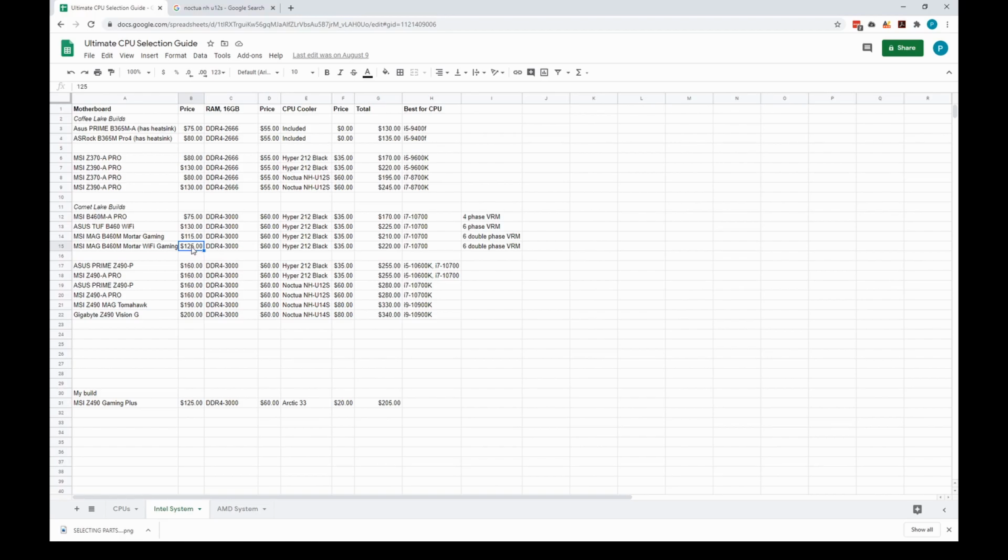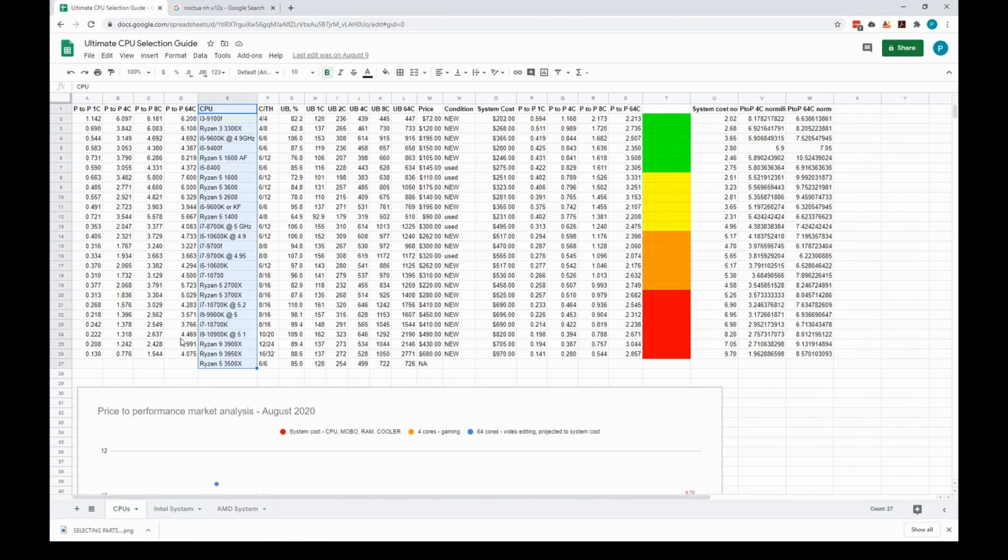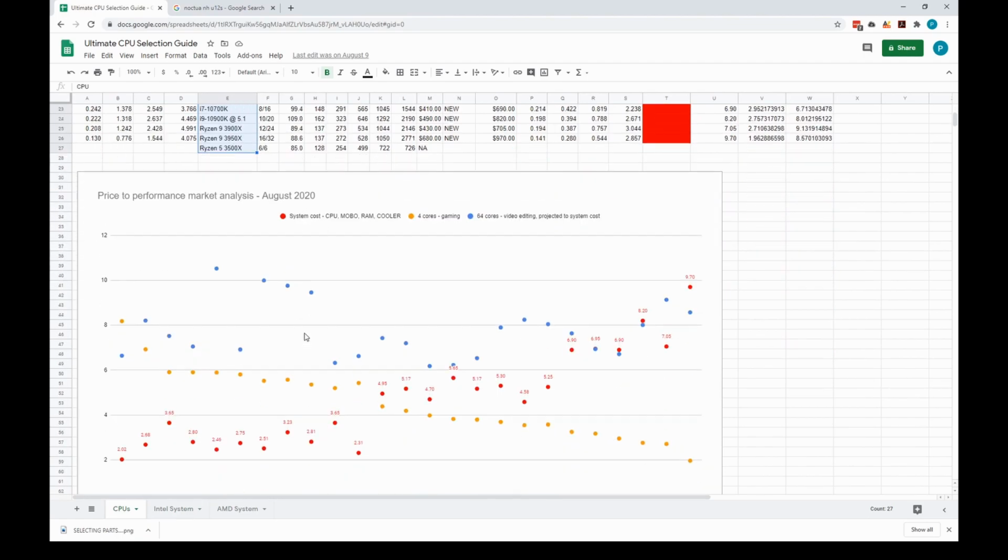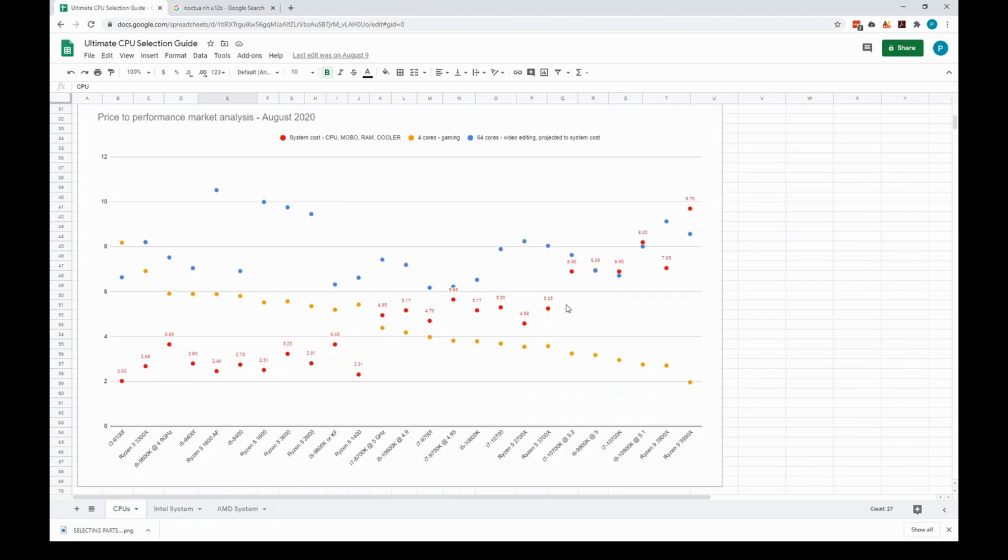So yeah, just something to consider. Same here, the Asus TUF Wi-Fi is $130, and Asus is a great brand. I mean, MSI is a good one as well, so it's up to your preference. Basically I use these totals, add the price of the CPU, and that's how I get the system cost that I plot on this graph.